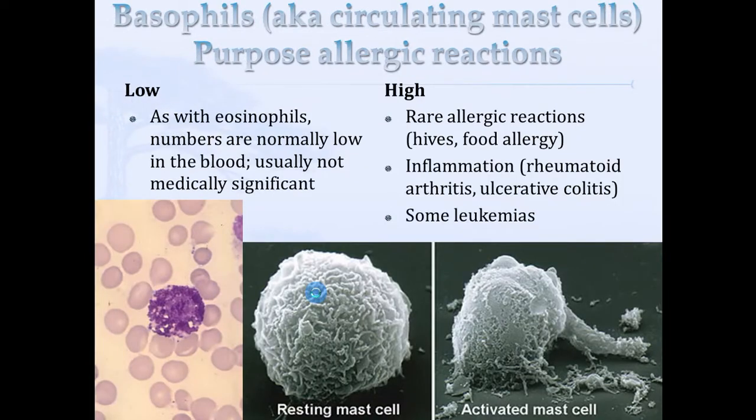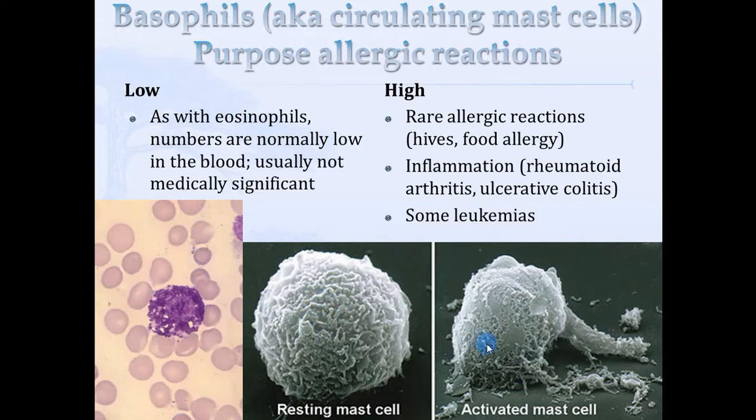All right, and then the basophils. The way I always remember basophils is they're basically just circulating mast cells. They're just like a mast cell. They're full of chemicals called histamine. They have chemicals called heparin as an anticoagulant. So they work almost exactly the same as a mast cell, except they're circulating in the blood instead of being stuck in connective tissue. So here's an example of a resting mast cell.